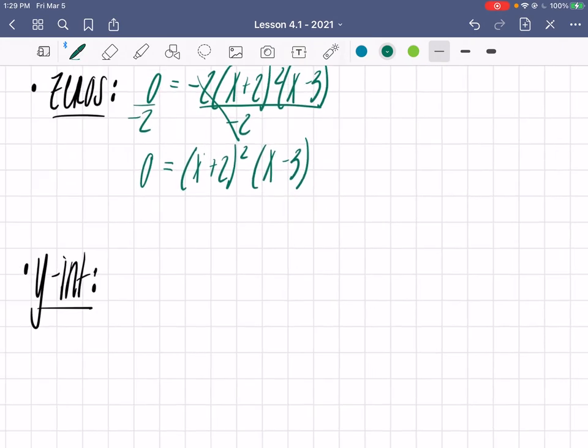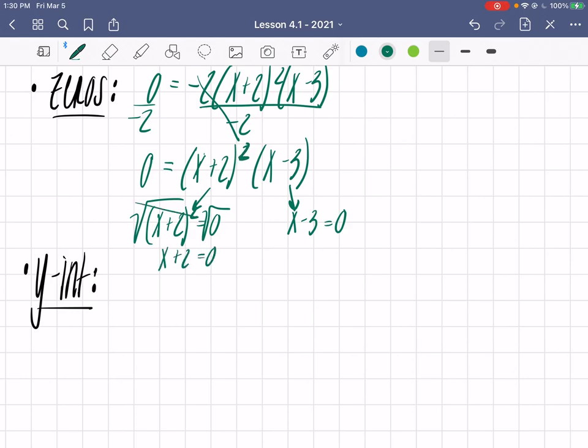Okay, and then we can go ahead and split this up. x plus 2 equals 0 and x minus 3 equals 0. Now, technically, you can write x plus 2 squared equals 0, but then when you square root both sides and you square root 0, you're still going to get x plus 2. So that's why you don't have to write that multiplicity there. You can always just write what's inside of that factor, okay?